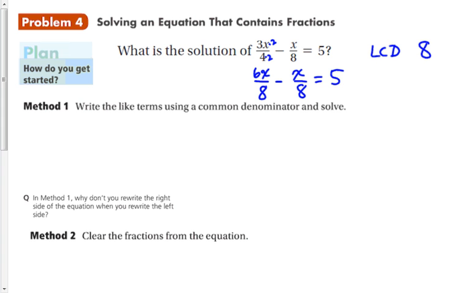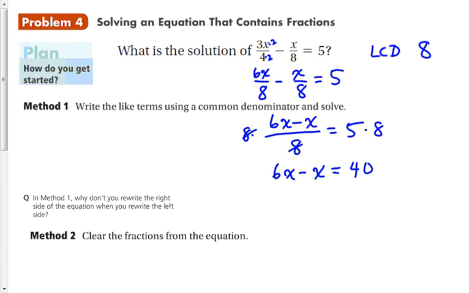And so now I have that. Now I can rewrite it as 6x minus x over a denominator of 8. And then undoing this, I want to multiply both sides by 8. That cancels that. And I get 6x minus x equals 40. 6x minus x, that simplifies to 5x, combining like terms. And I know that 5 times 8 is 40, so my solution is x equals 8.